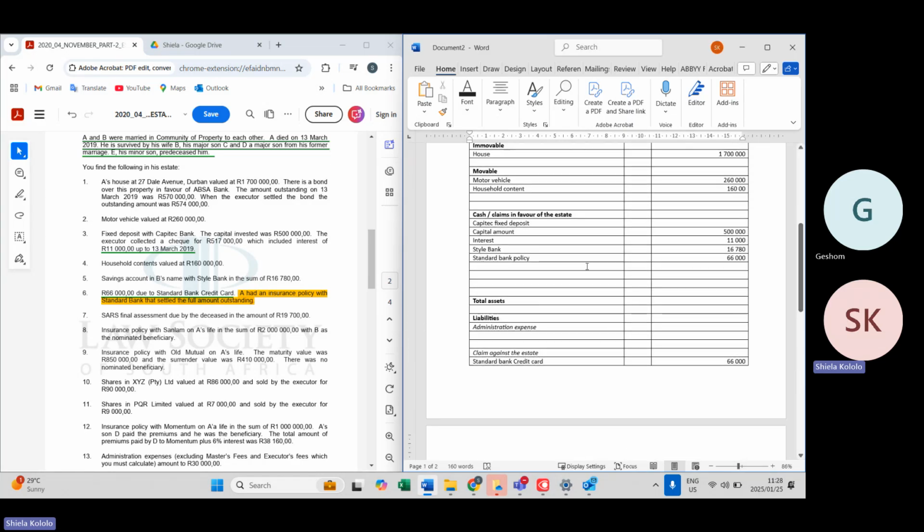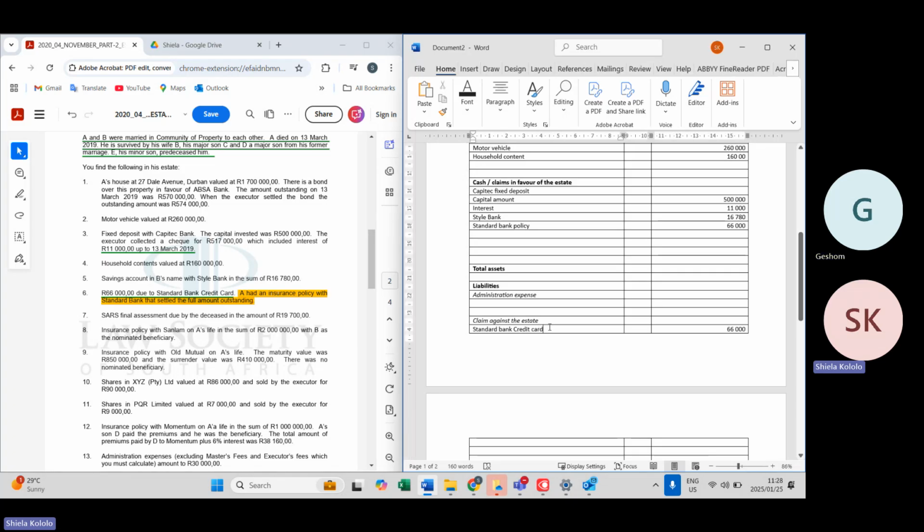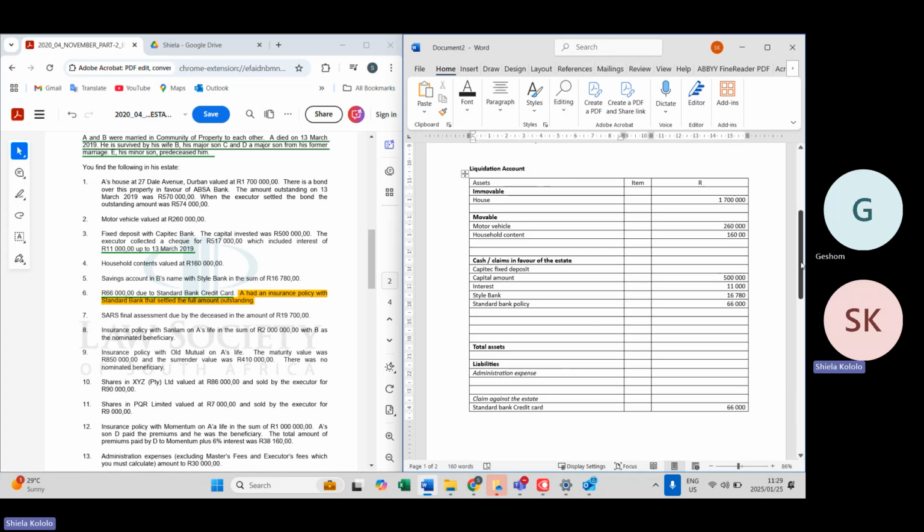We can move on. And then it says SARS final assessment due by the deceased in the amount of 19,700. So in this instance, what would you do with this one? How would you deal with the SARS final assessment? This one here, a claim against the estate. Yes, beautiful. So it's going to be a claim against the estate, and we are going to put that amount. But I don't want to start putting them out because we already skipped number one, the loan. So we'll come back at a later stage when we do our liabilities.